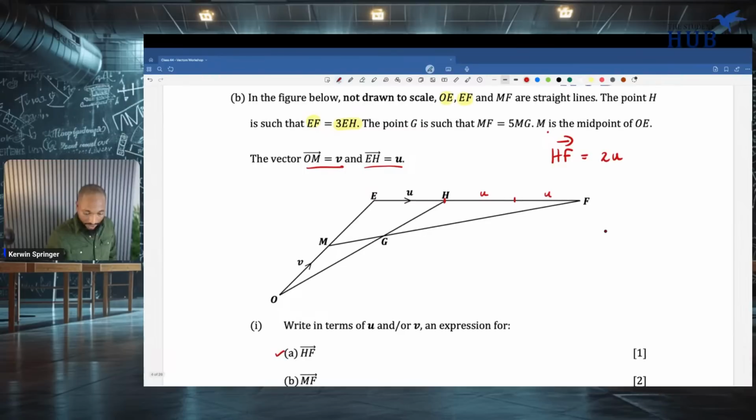MF, M to F. Well, we already established earlier that ME is also V, because OM is half the way and ME will be V. Class, how are you feeling about that? You're feeling a nice warm fuzzy, I know this feeling in your heart.